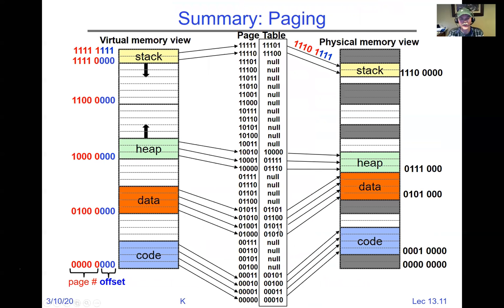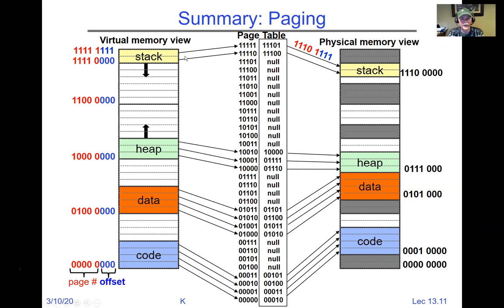Now, I wanted to show you, this is exactly the same thing we said with the page table earlier, but it's a different way of looking at things. So on the left, we have virtual memory. And on the right, we have physical memory. And the virtual memory is an address space that's used by the processor. And the physical memory is the address space used by the DRAM. And if you look, what's in the middle is the translation of the page table.